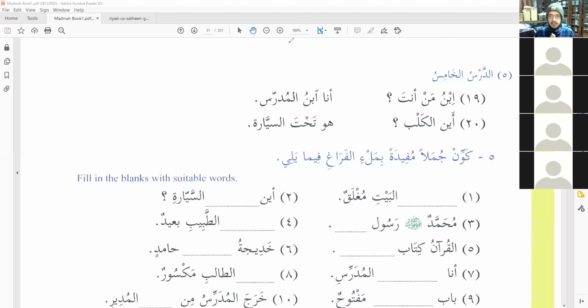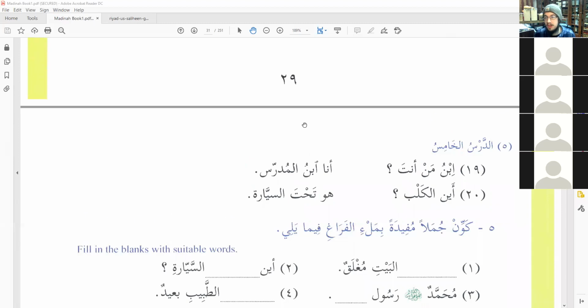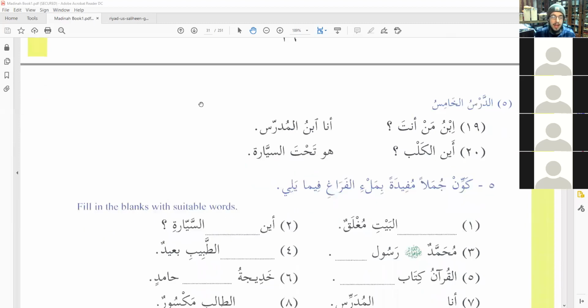Fantastic job. Very, very happy with this class. Everybody's doing amazing work. And I hope that you are feeling the reward of learning a new language, especially Arabic, and how much you've been able to understand in just a short amount of time. This is page 30. We've already done 30 pages and we've learned a lot in those 30 pages. So excellent work. Keep up the good job. And I will see you next time, inshallah.